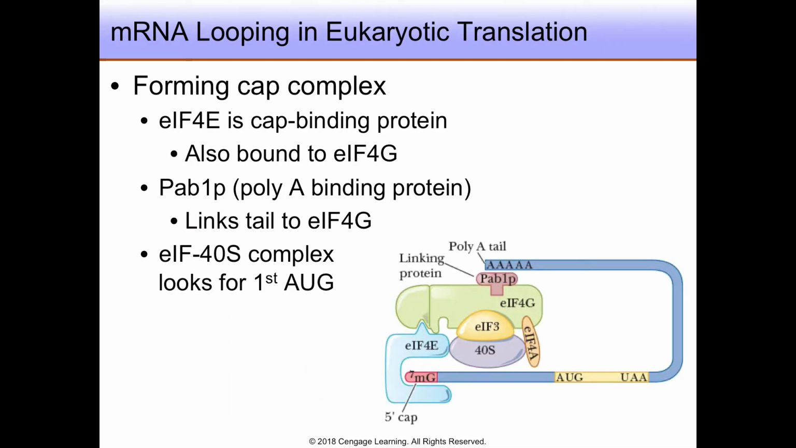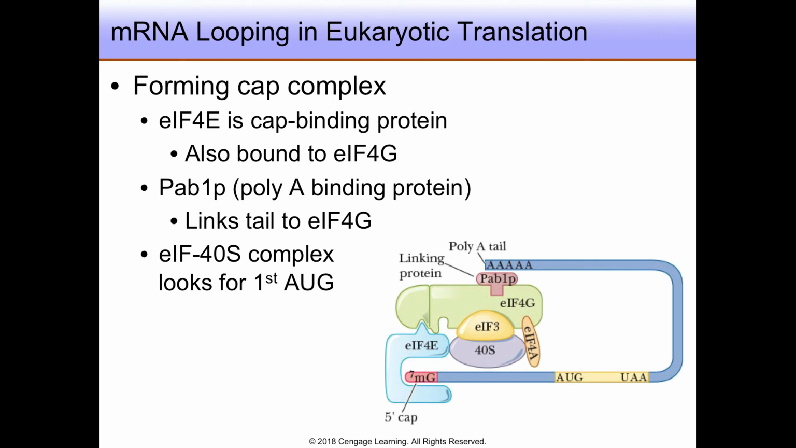Another distinction in the eukaryotic system is the formation of the cap complex. eIF4E is the cap binding protein, which is also bound to eIF4G. The poly-A binding protein, Pab1p, binds to the poly-A tail and links it to eIF4G, as shown in the figure below. This complex then looks downstream for the first AUG codon.